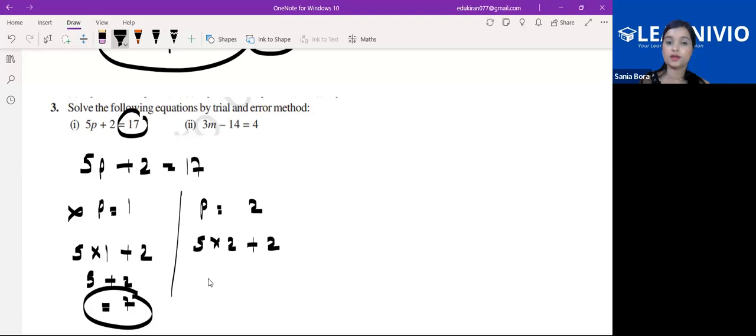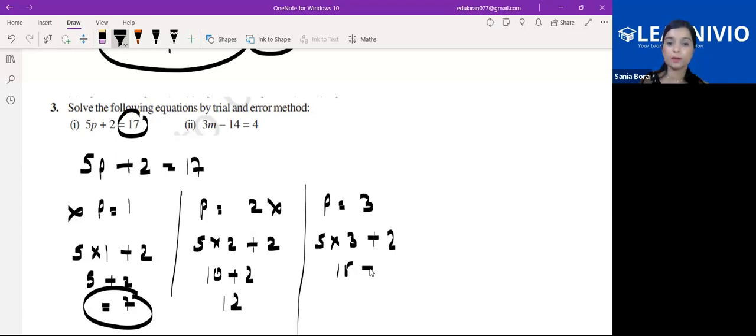5 times 2 is 10, plus 2 is 12. So again, ma'am, not possible. Then let's put p equals 3. So 5 multiplied by 3 plus 2, so 15 plus 2, 17. So, ma'am, this is the correct value. So we are trying all the numbers, like the table. Clear? Yeah. Okay, everybody.